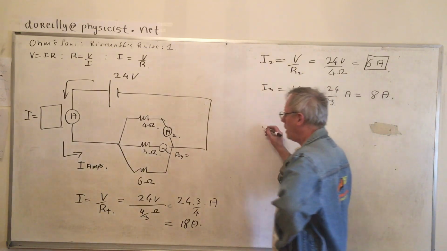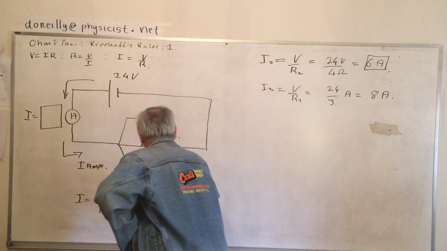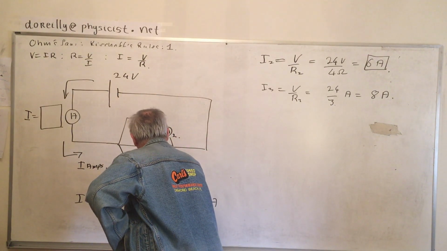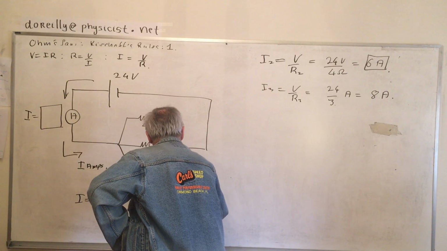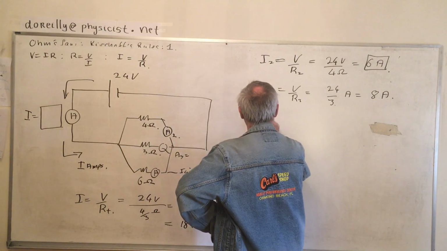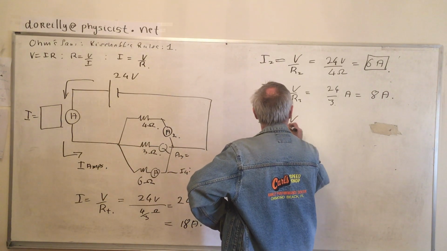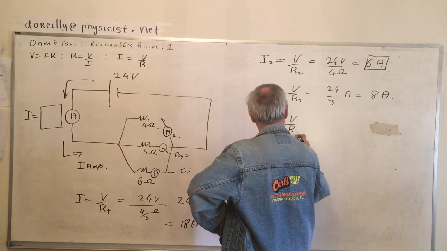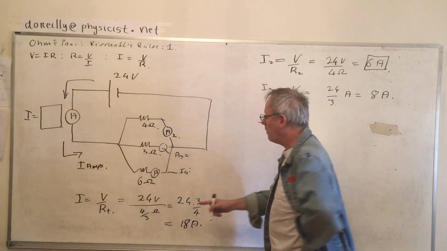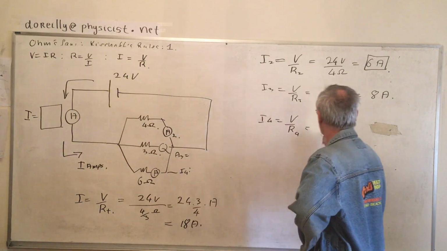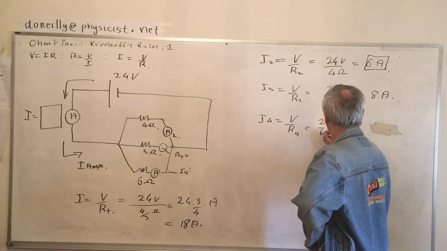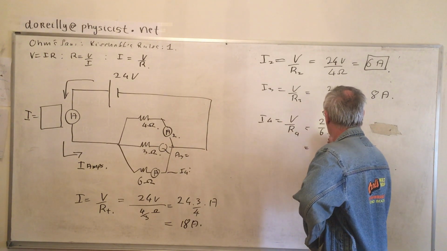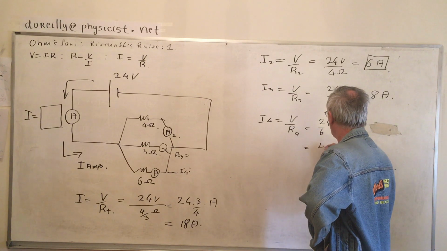And now I go to the third one. Call this I4. We put an ammeter in here. Well, I'm calling this R4 for now, but it's the 6 ohms. 6 into 24 goes 4 times.